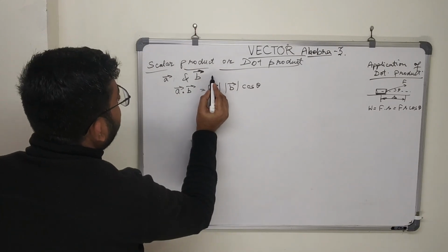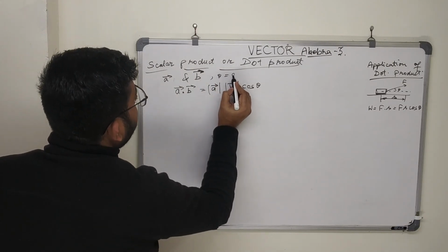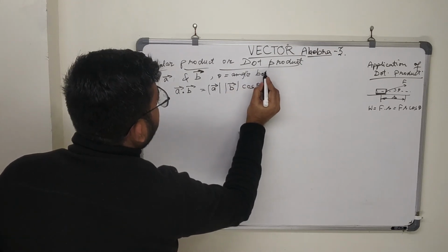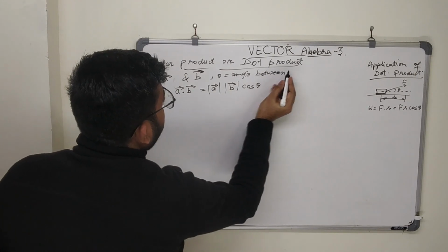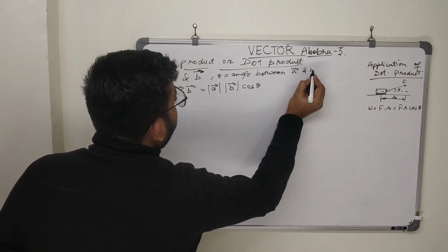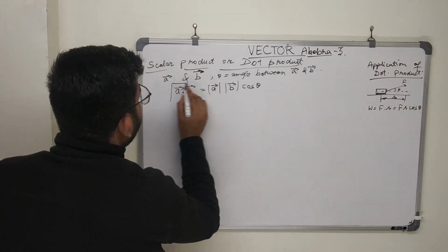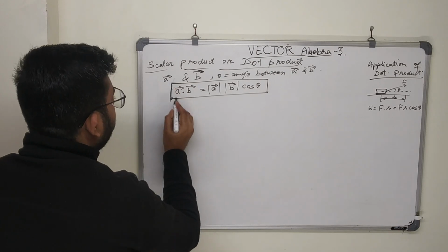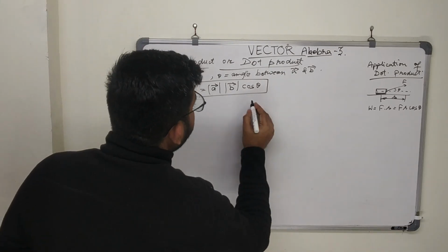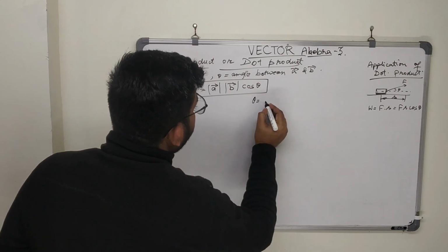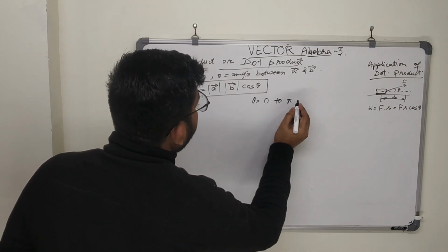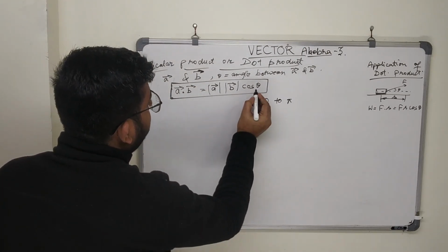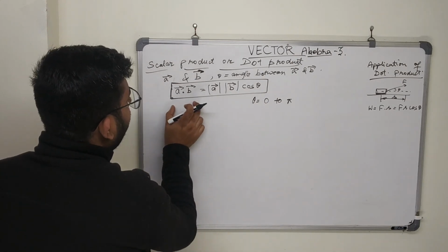And the theta is the angle. Theta equals to angle between A vector and B vector. So this will be the dot product of A vector and B vector taken together. And the value of theta lies between 0 to pi.